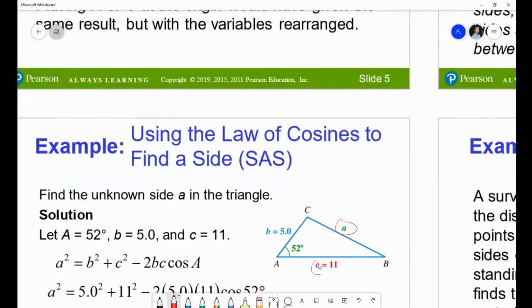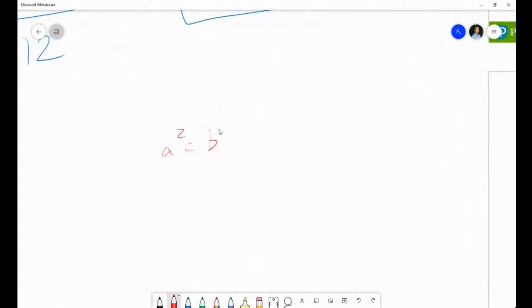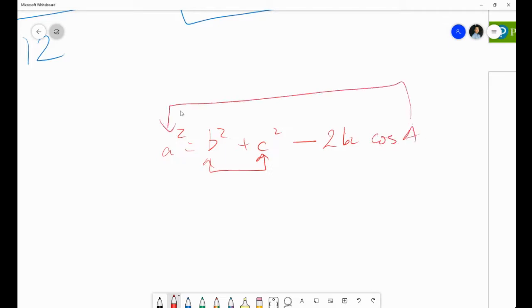So here I have a side with one angle. So I want to solve for B or C, right? So we have A to solve for and the angle that we already have here. So we're going to solve for A. So the formula for A squared: if I use A already, I'm going to go with B squared plus C squared, minus, since I use B and C, 2BC cosine of A, which is the same thing as the side you're trying to solve for.